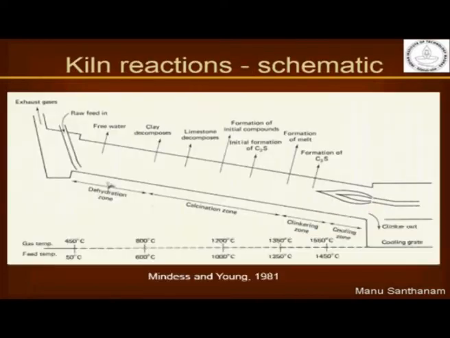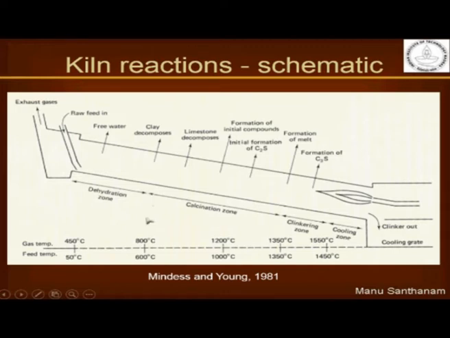Okay. So, this is a typical schematic diagram of the cement kiln. As I told you, the material comes in at this end, from the preheater tower; the raw feed actually comes in here. In the earliest stages, you have the dehydration zone, that means the free water that is present in the system gets removed. Obviously, water gets removed at temperatures of around 100 degrees Celsius. So, all the free water gets removed very early in the process.